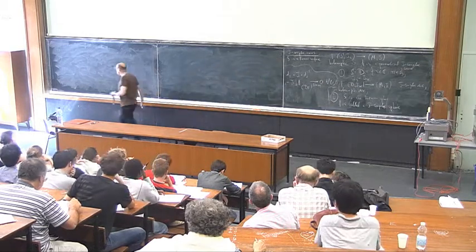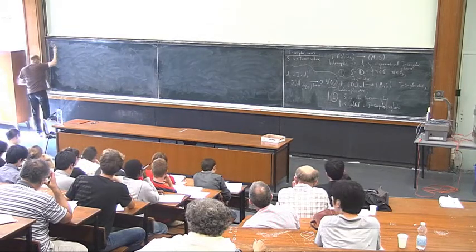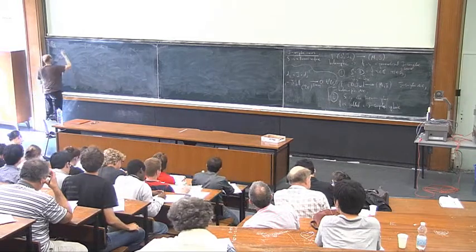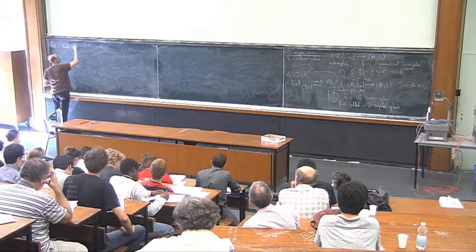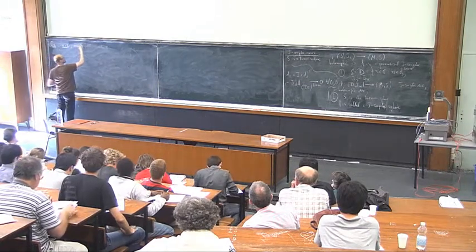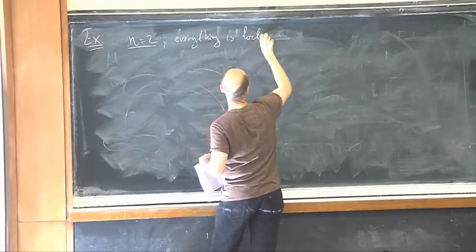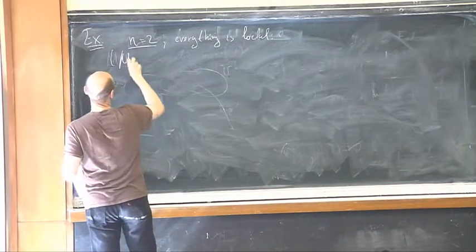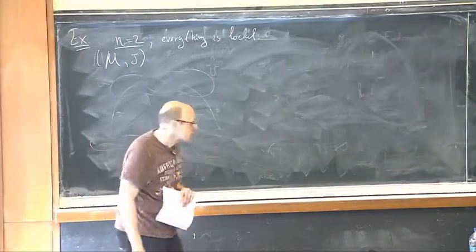So examples. Let everything be in dimension 2. Okay? The dimension is 2, and everything is local. So we have our almost complex manifold with J of complex dimension 2.